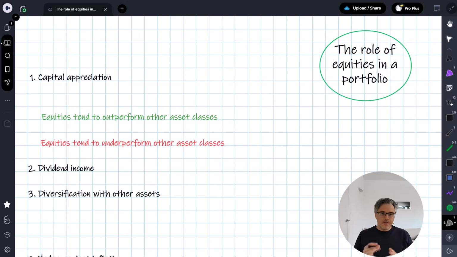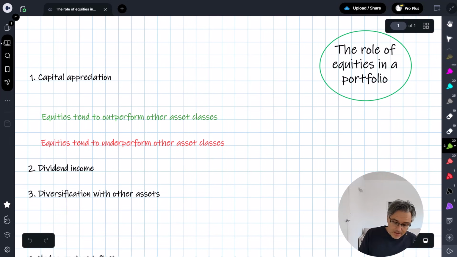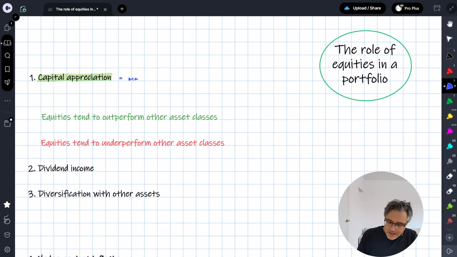So as you can see, 1, 2, 3, and there's actually number 4 as well below, are the different roles. I've already listed them and we'll be making some points concerning this. There are several roles played by equity investments in a portfolio context. The first of them, probably the most important, is capital appreciation. That tends to be the absolute main driver of long-term returns.